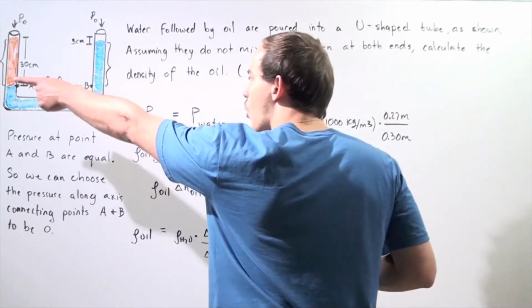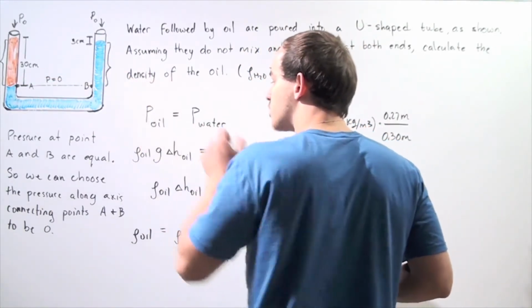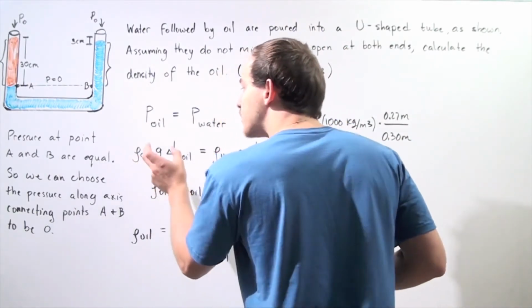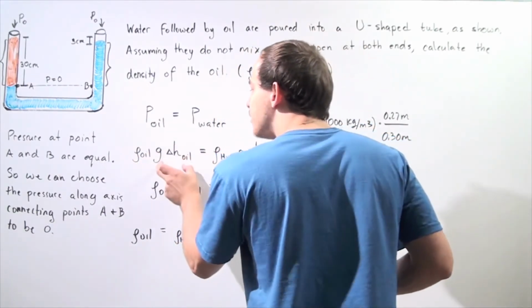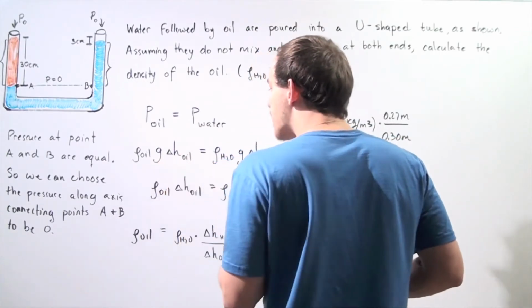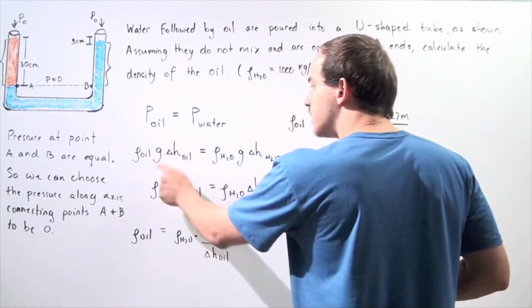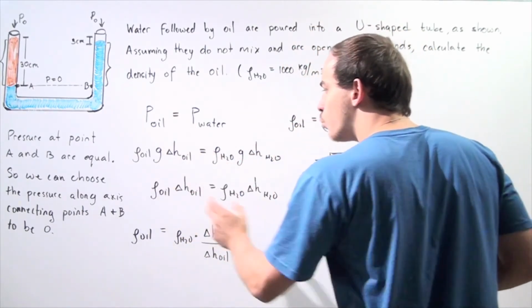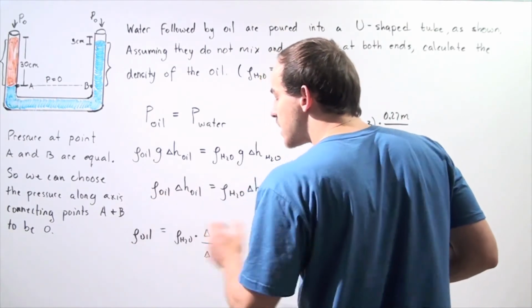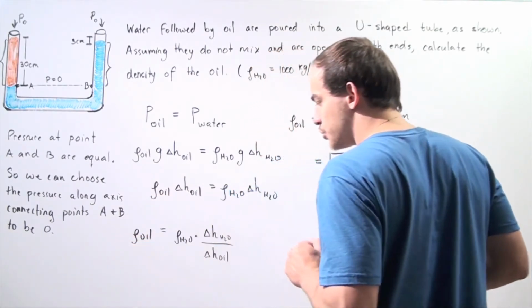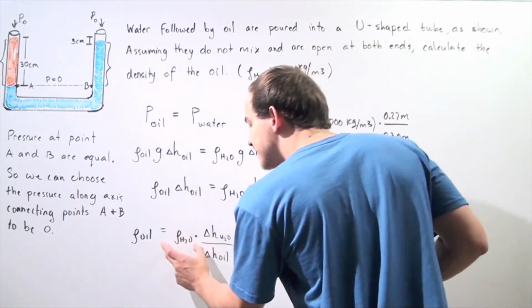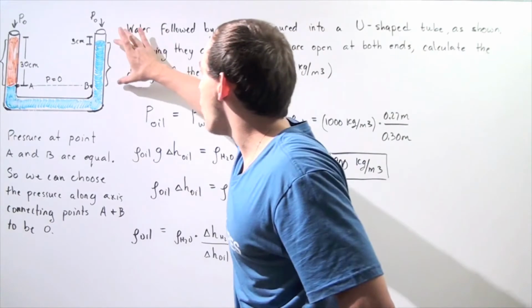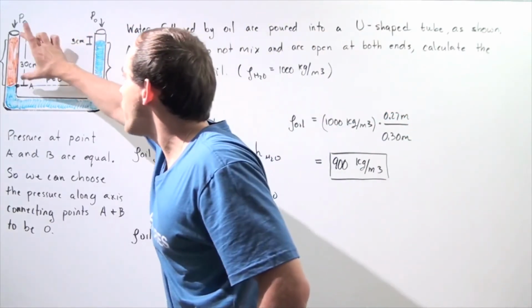So the pressure due to the oil is equal to the pressure due to the water. So we replace the P's with our density, our g, the gravitational constant, and the change in vertical distance. So notice that g's appear on both sides, so we can cancel them out. And now in this equation we solve for the density of oil. So density of oil is equal to the product of the density of water multiplied by the ratio of the water's distance to the oil's distance.